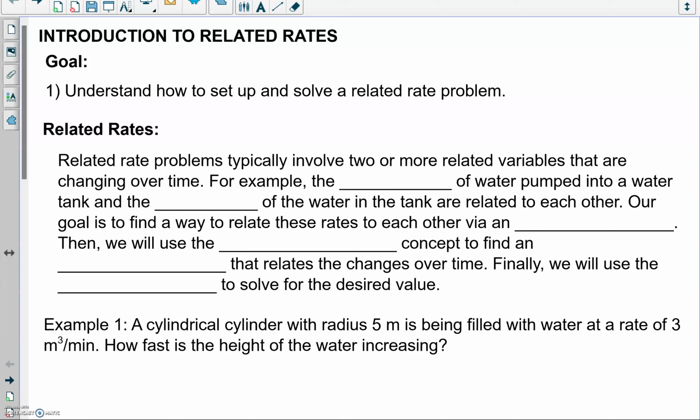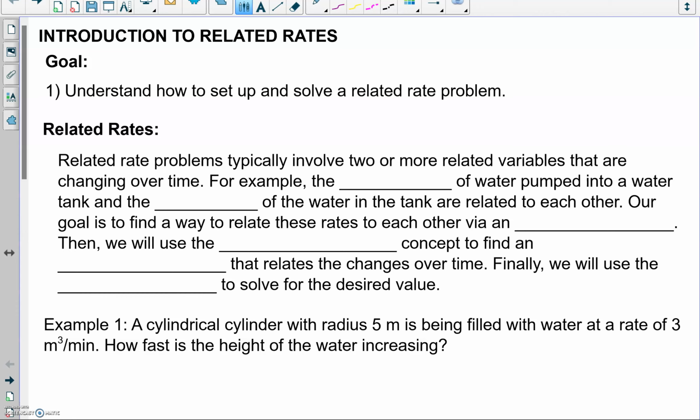Introduction to related rates. Goal here, just one: understand how to set up and solve a related rate problem. These problems can be challenging, and there are some key aspects to grab onto, but every related rate problem has the potential of being different from the one that came before it. So you really have to grasp some key elements as you're setting these up, and just focus on making sure you're doing those. And then, even if the problem is different, you will tend to get to the right answer.